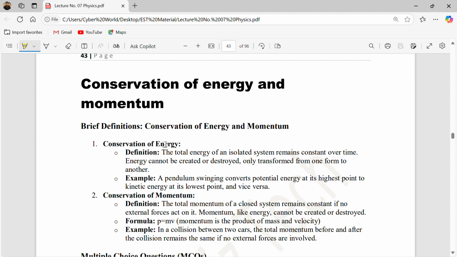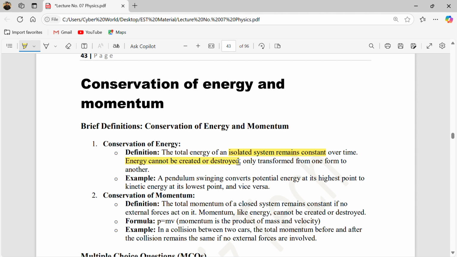Now move on towards our next topic, which is about the conservation of energy and momentum. So, what is conservation of energy? Conservation of energy basically means initial energy must be equal to the final energy, meaning there is no loss of energy. We can define the conservation of energy as: the total energy of an isolated system remains constant over time. Energy cannot be created nor destroyed.